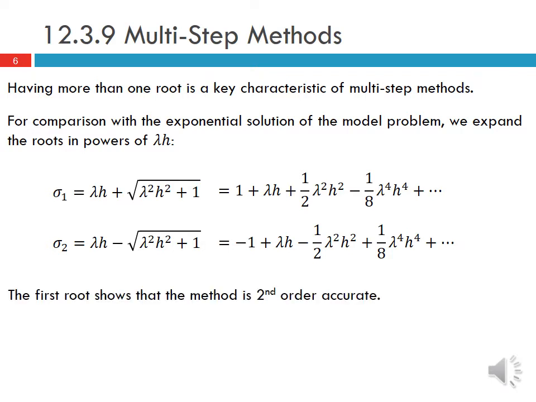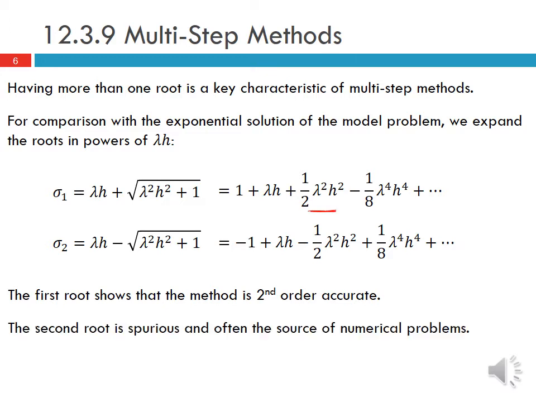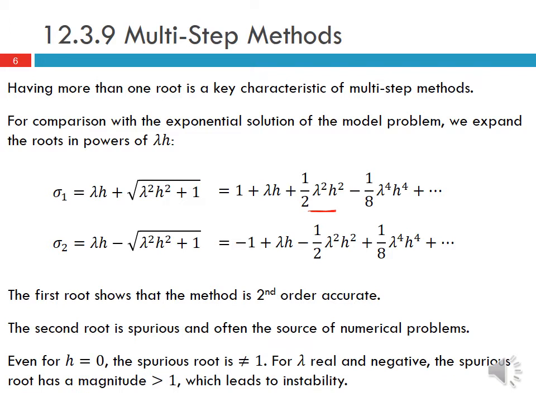Now this first root shows that the method is second order accurate, as we match our exact solution up to the second term here, so the lambda squared h squared over 2. The second root is a spurious root and is often the source of numerical problems. So you can see that even as h goes to 0, the spurious root is not equal to 1. As h goes to 0, the spurious root starts with this minus 1 here.